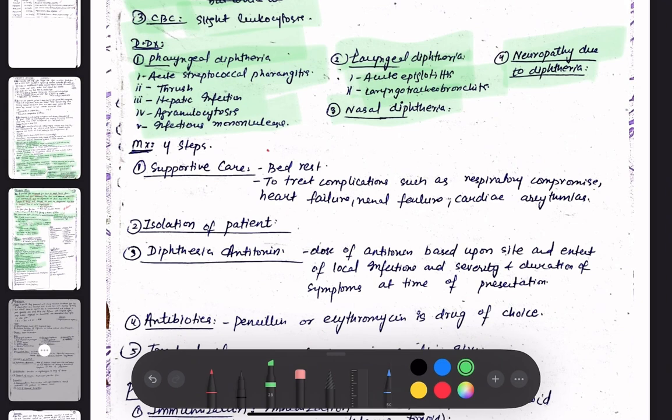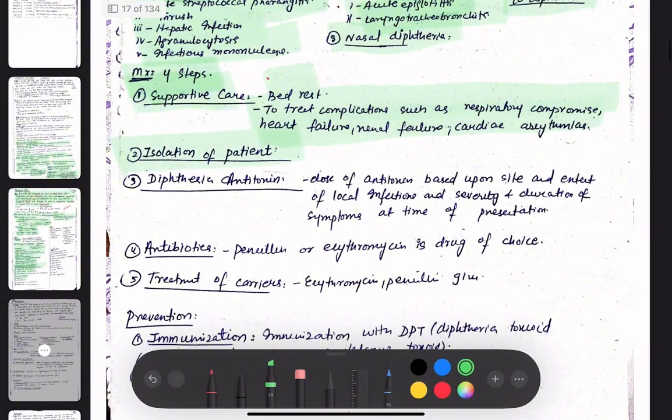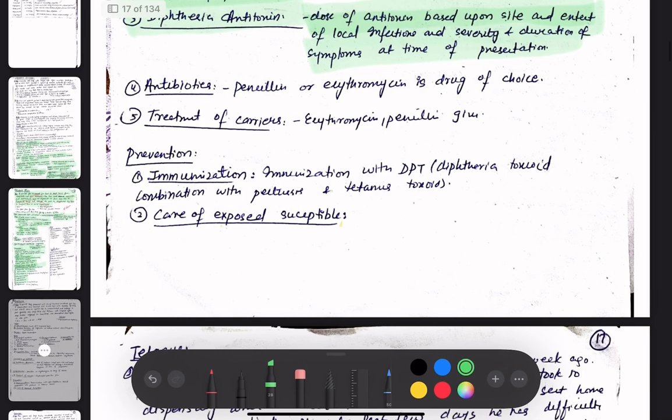Now, the management options for diphtheria are that there are 4 major steps. First of all, supportive care is provided, that is bed rest. Then you should treat the complications such as respiratory compromise, heart failure, renal failure, and cardiac arrhythmias. Then isolation of the patient is done, and diphtheria antitoxin is given, that is a dose of antitoxin based upon the site and extent of local infection and severity and duration of symptoms at the time of presentation. Antibiotics are given, that is penicillin or erythromycin is the drug of choice, and the treatment of carriers is erythromycin or penicillin. The prevention is done by immunization, that is immunization with DPT, diphtheria toxoid in combination with pertussis and tetanus toxoid, and care of the exposed susceptible is done.